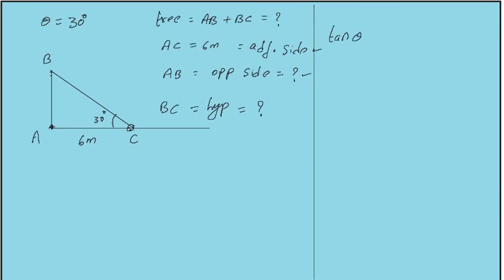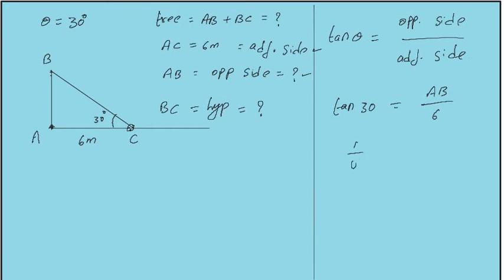Tan theta formula: opposite side by adjacent side. What is theta? 30 degrees. Tan 30 is equal to opposite, which we have to find out, AB, by adjacent, how much? 6. Tan 30 value is 1 by root 3.